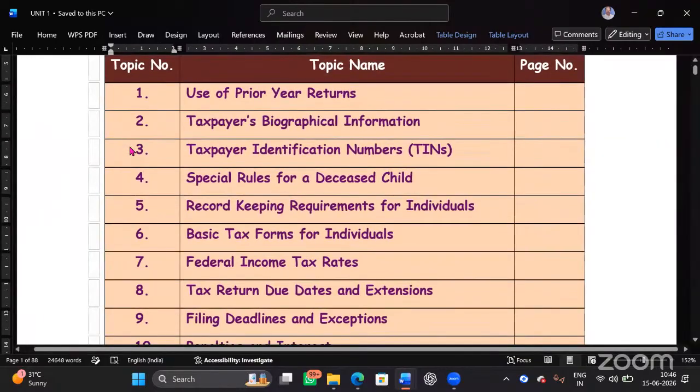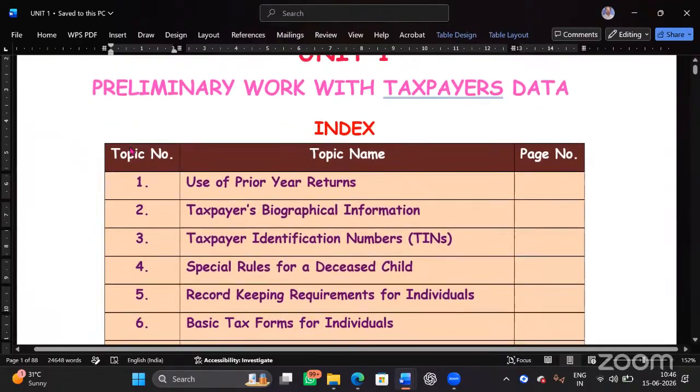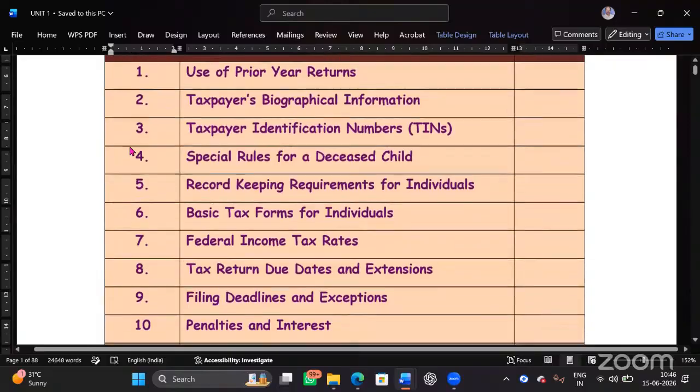Okay, let's start. Now, preliminary work with taxpayers data. Subunit 1, use of prior year returns.